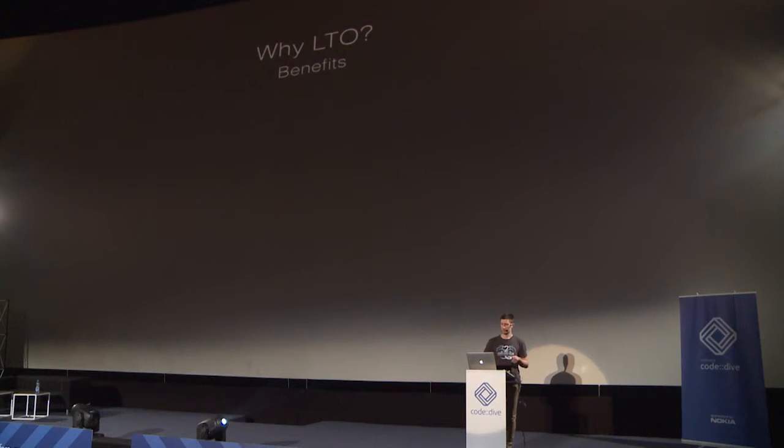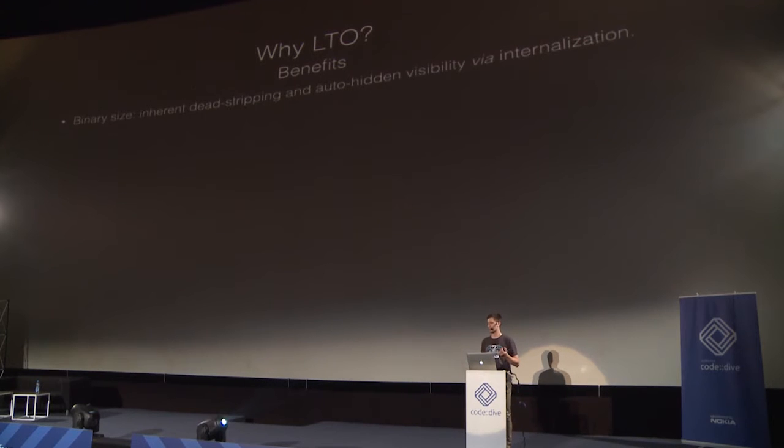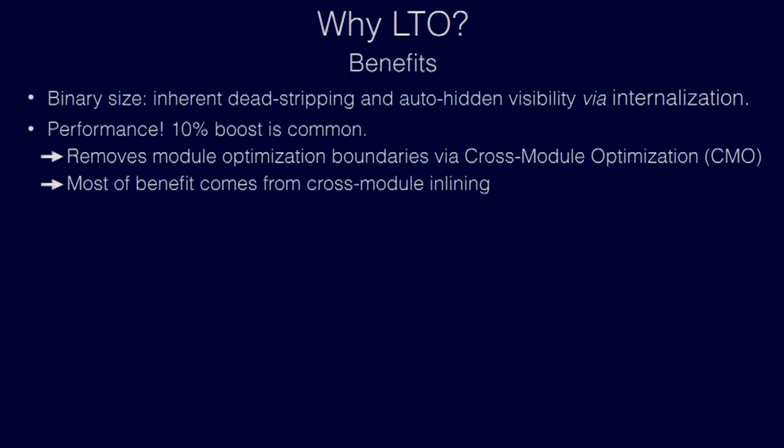So why do we care about LTO? Binary size. We could get a smaller binary size because of internalization. If we know that a function is defined somewhere and we inline it everywhere, we can get rid of the definition. Second thing, performance. 10% performance sounds very good. This is because we can do inlining across modules and other fancy cross-module optimizations.